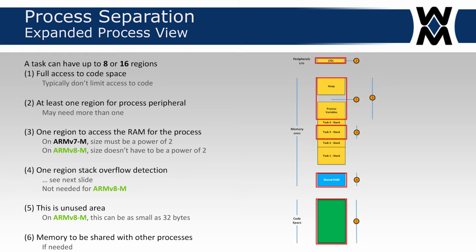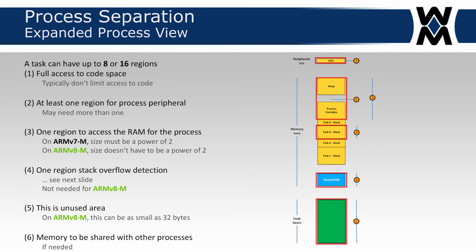The MPU contains, in the case of the Cortex-M, 8 or 16 regions. Typically, it's 8 regions. A region is a definition of a memory space that you say this task has access to. So we'll give access to code space. We will give access potentially to IOs, and number 2 here, IOs. We'll give access to the process variables, the variables associated with all the tasks belonging to that process. So maybe it's a control loop and there are set points, gains for PID loops, timeouts, all kinds of stuff that belongs to that process.